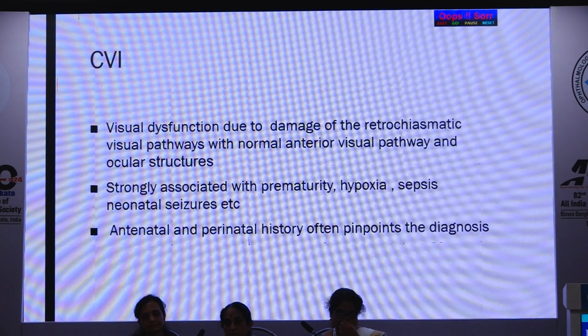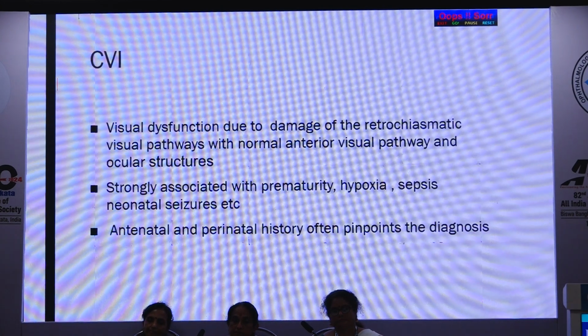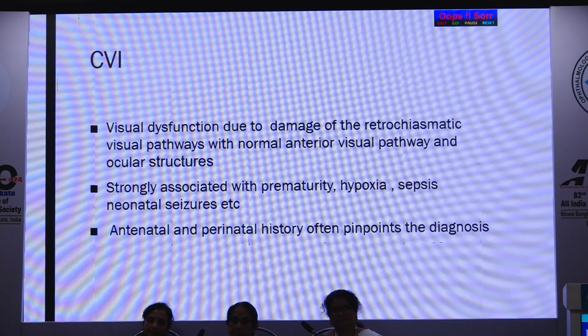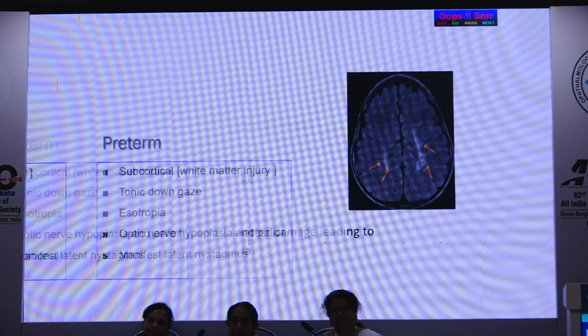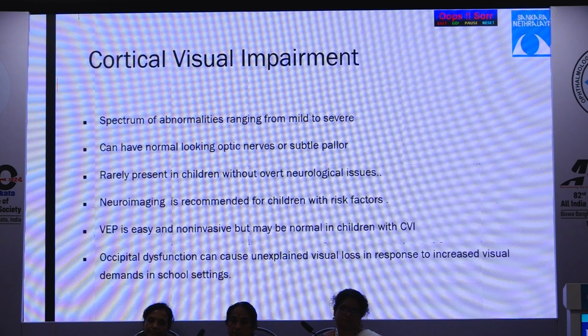CVI, again a big group where patients can have very few signs in the eye. In fact, optic nerves almost always are normal, and it is strongly associated with prematurity, hypoxia, sepsis, neonatal issues, an eventful perinatal period, and history will point to the diagnosis here. So the mechanism of injury is this, and you can see periventricular leukomalacia if you do an MRI. An MRI should be warranted at least to document the reason.